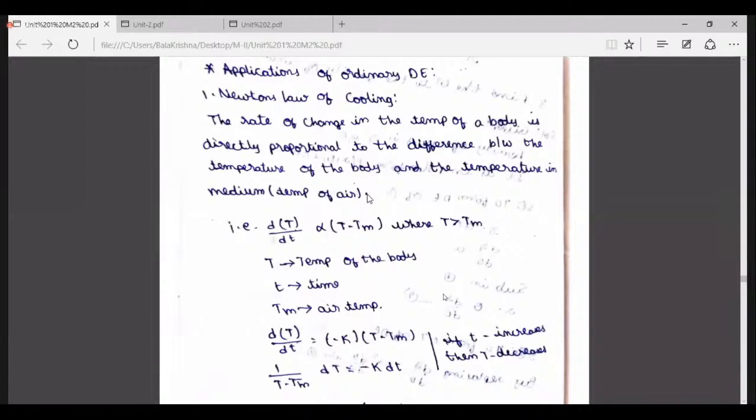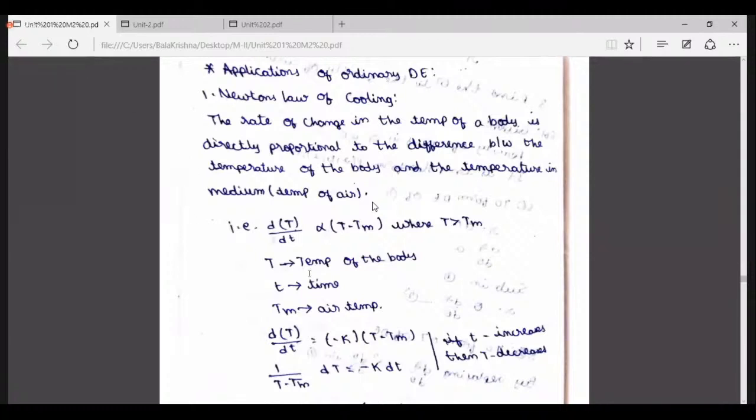One is Newton's law of growth and decay. So generally, the statement is very important. Then he will always be asking you to state Newton's law of cooling, Newton's law of growth or decay, like that. Based on that, he will be asking a simple problem.